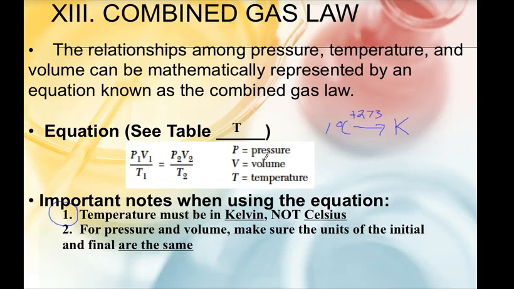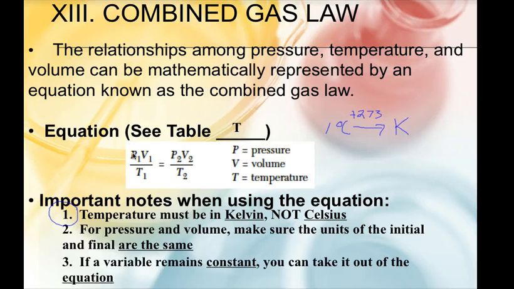For the pressure and volume, make sure the units of the initial and final are the same. So what they're saying here is that if P1 is in, let's say, kPa units, well, P2 also has to be in the same units. You can't use two different units. That would be like using temperature in degrees Celsius here and Kelvin here. You can't. They both have to be in Kelvin. Both volumes have to be in the same units. Either they are both milliliters or they are both liters. So the units for pressure and volume should be the same on both sides, and so should temperature, obviously.